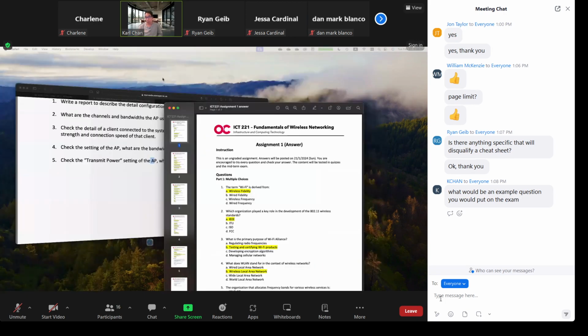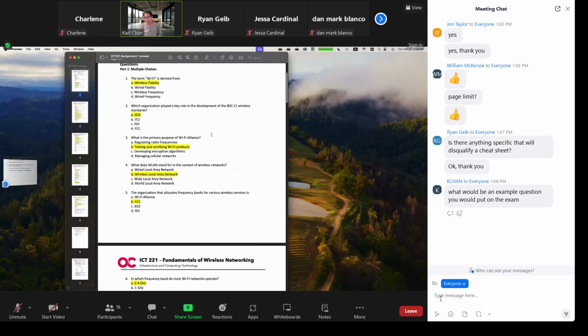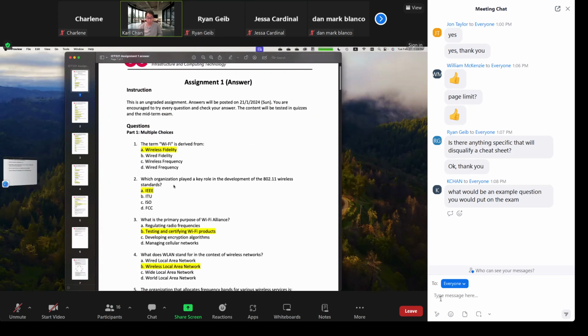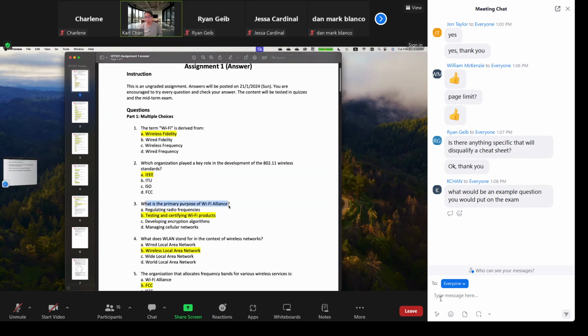Okay, so I cannot change too much if I ask something related to the definition in the midterm. For example, what is the primary purpose of the Wi-Fi Alliance? Or what is the role of the organization? For example, defining the 802.11 wireless standard, which is IEEE. These are the fact or definition questions. So I cannot change too much on that, right?